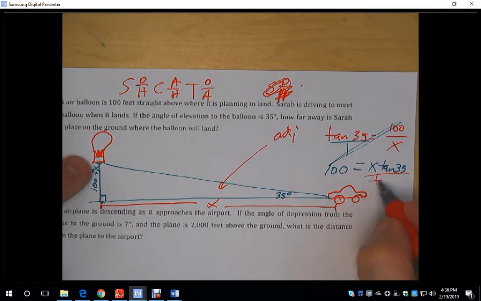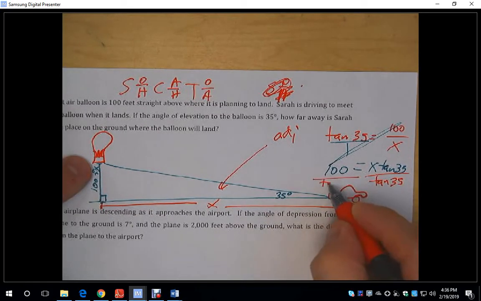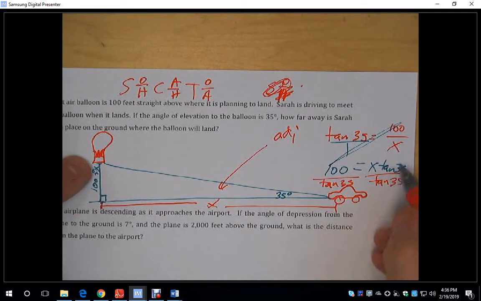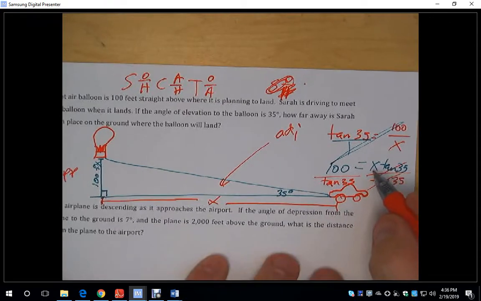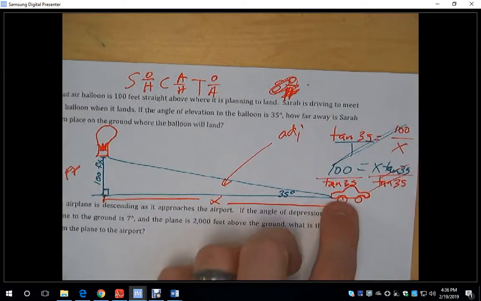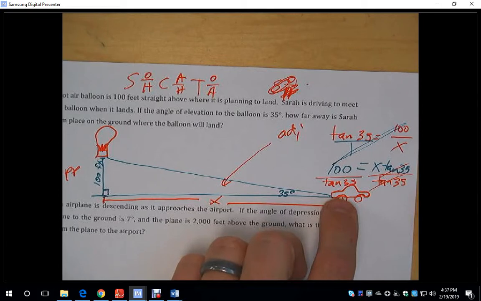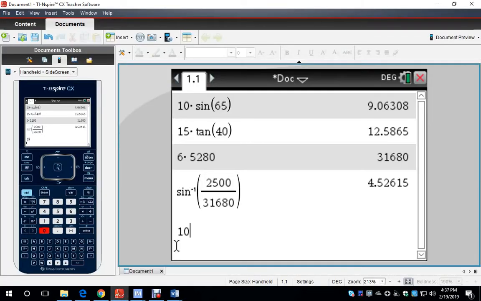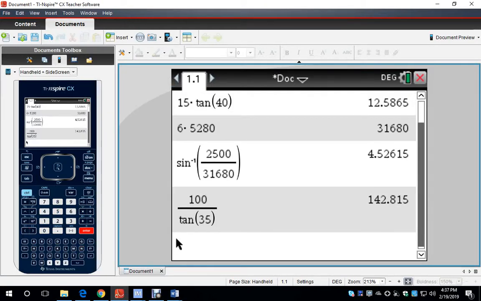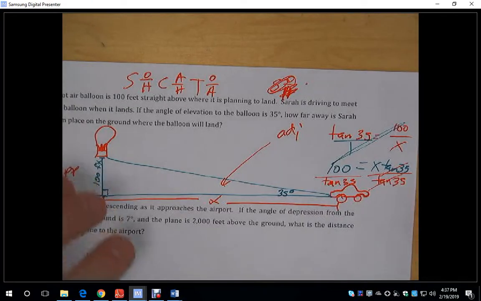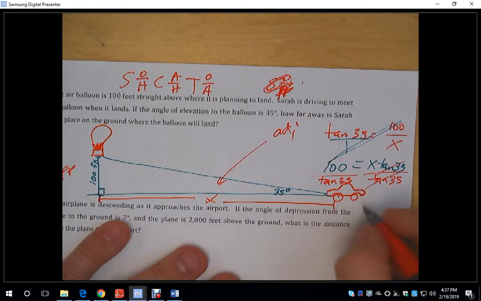If I divide both sides by tangent of 35, then tangent of 35 divided by tangent of 35 is going to give me 1. 1 times x is x. And then I'm going to throw this in my calculator, 100 divided by tan of 35 degrees. That gives me 142.8 feet.